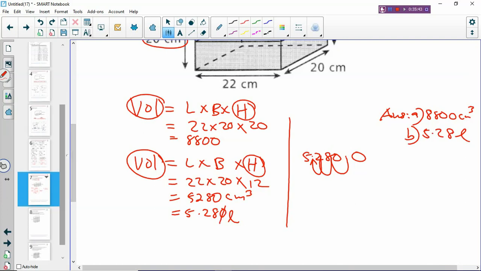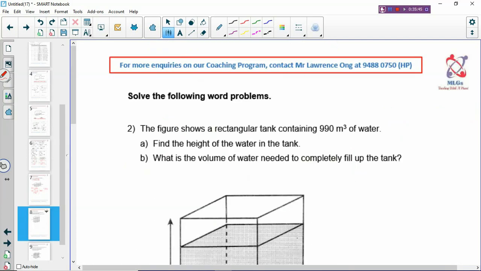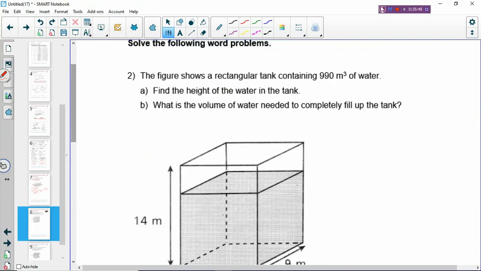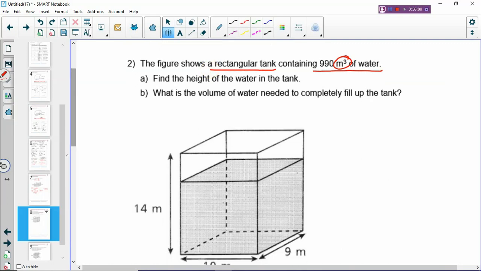Okay, let's go to the next one. Now you can see the figure shows a rectangular tank again, which is a cuboid, and it contains 990 meter cube. Now, the meter cube is a lot of water. It's like a swimming pool, right? But if it's cm cube, it is actually not a lot of water. So when you have cm cube and meter cube, which one has a greater volume? The meter cube has a greater volume, because a meter is 100 cm. So that's a bigger number than cm cube.